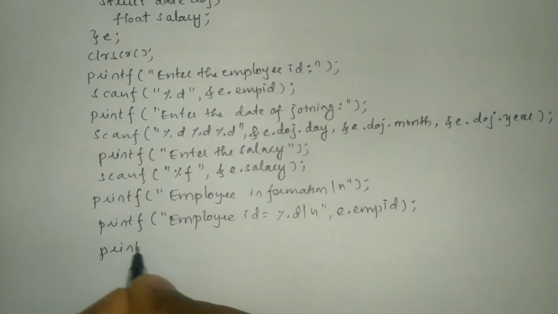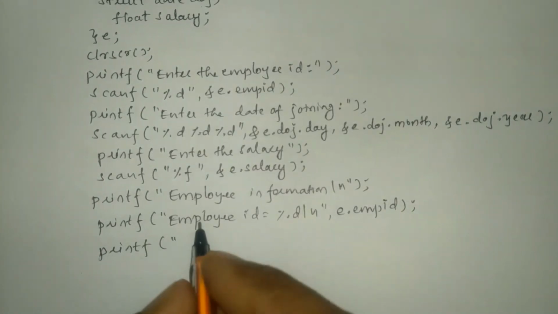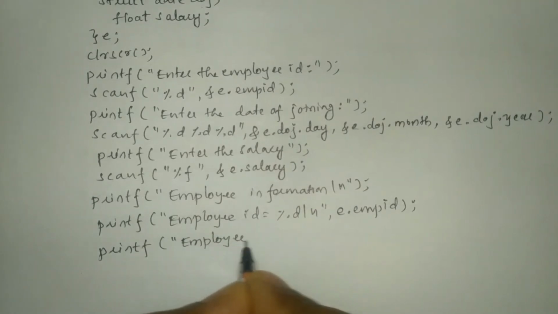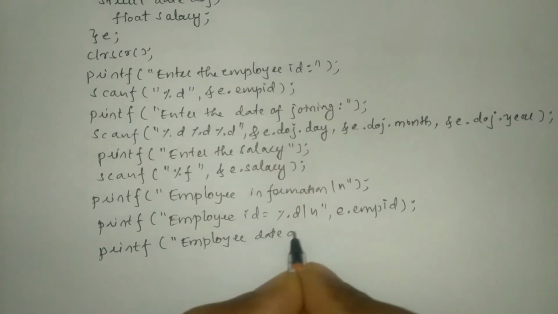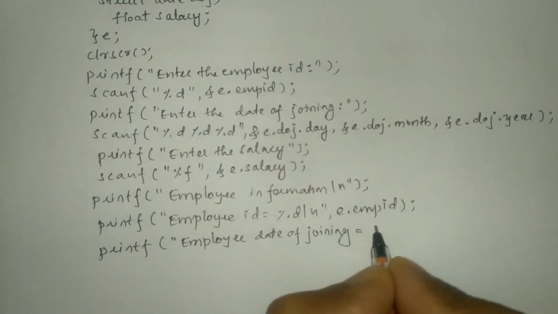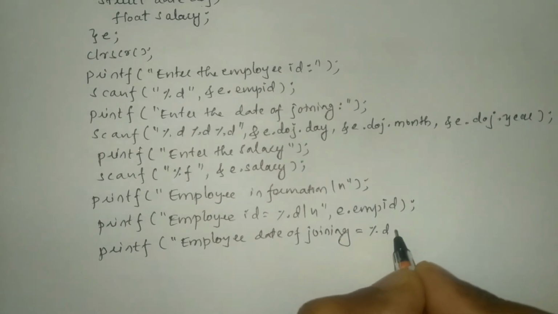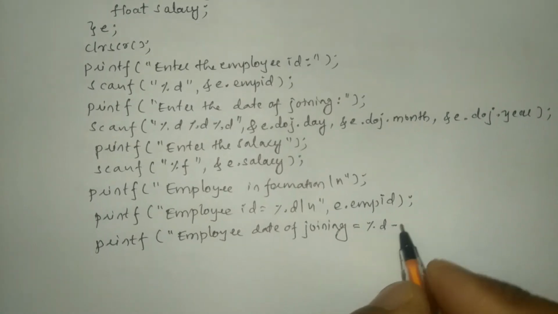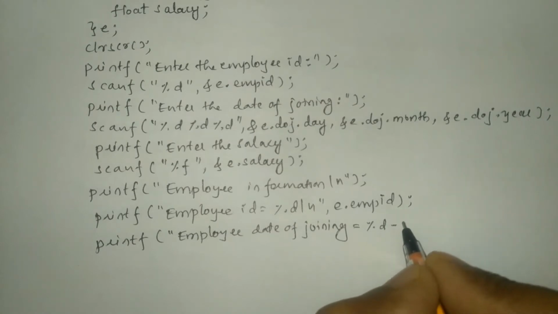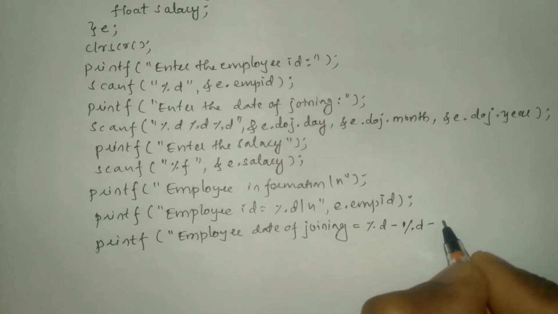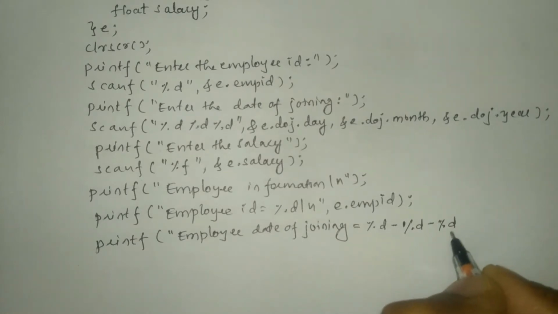Next, I'm going to write printf, and here in a double quotation mark, I'll write "employee date of joining is equal to %d-". So this %d is associated with day. After day, month will be printed. So here I'll write %d, again hyphen, %d, after month, year will be printed.